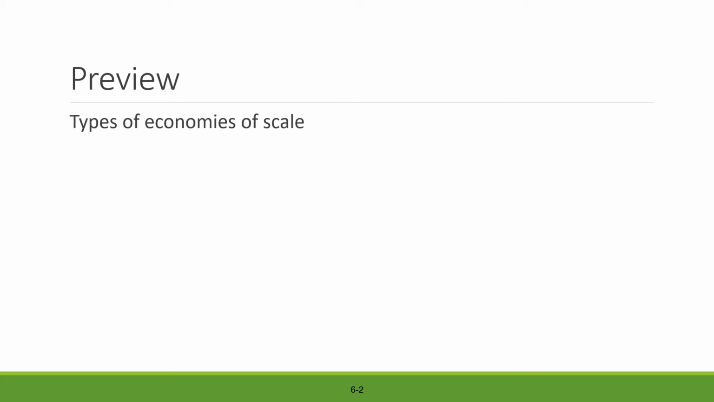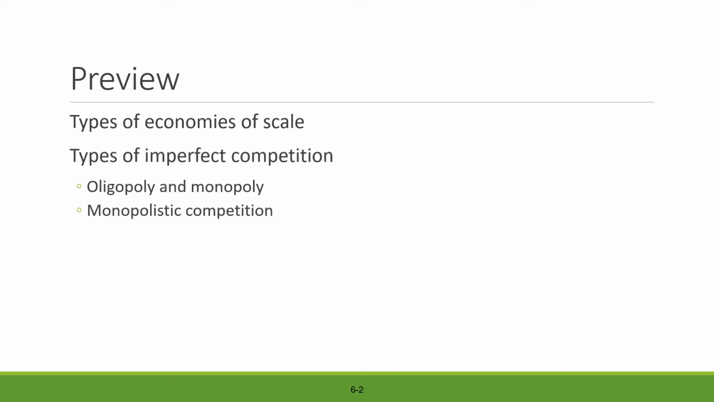Now in this lecture we are going to study the types of economies of scale, and basically we have two types of economies of scale, and we will cover both of them. Then we will cover the types of imperfect competition, and these usually comprise oligopoly, monopoly, and monopolistic competition. Then again, we will discuss in detail the monopolistic competition and compare that with the international trade.